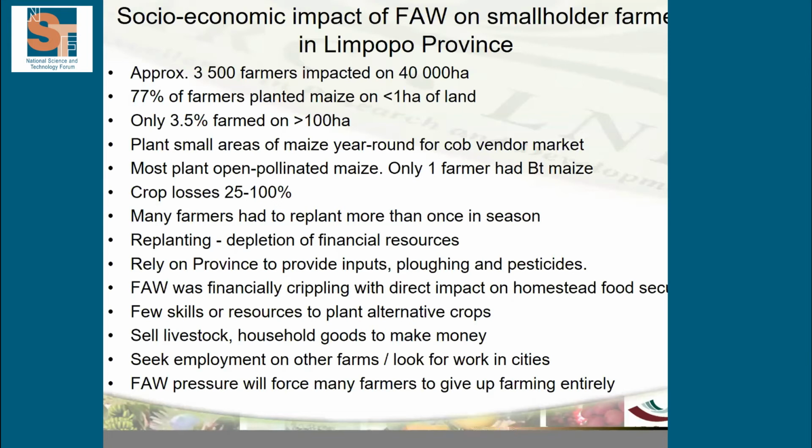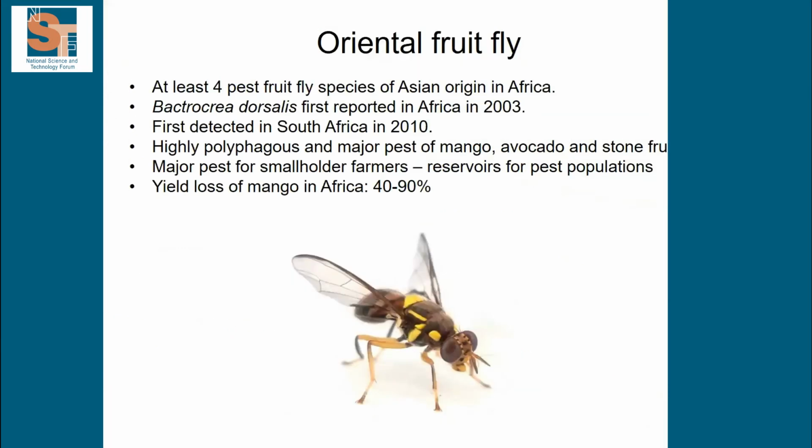The commercial guys can spray if they've got the money, but the cost of commercial spraying of pesticides is up to 1,000 rand a hectare. So this isn't economically viable as well. They're protected at the moment by BT maize, but insecticide resistance is coming their way, I'm afraid.